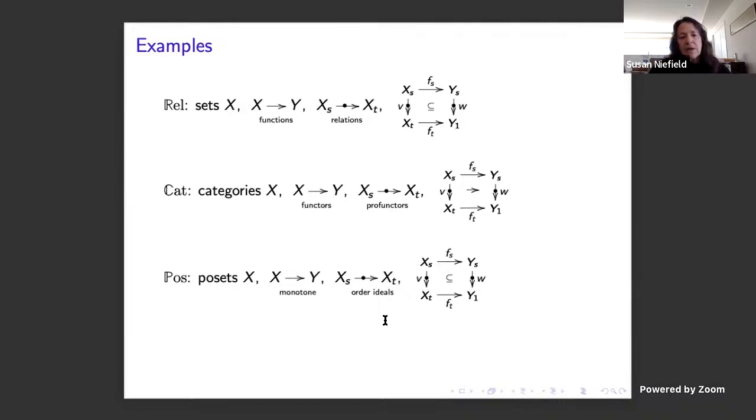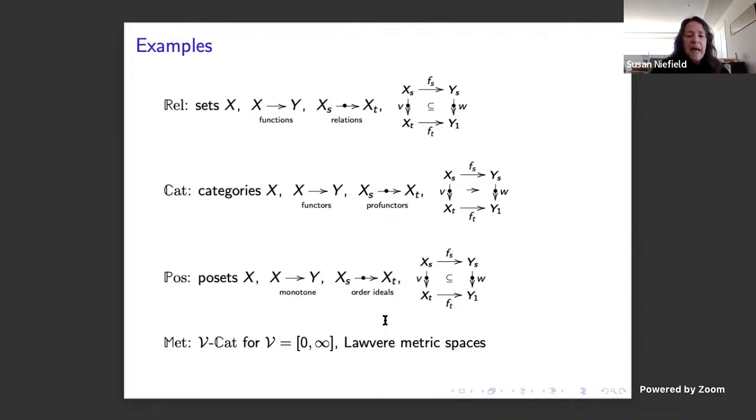And then Post, the objects are partially ordered sets. The horizontal morphisms are monotone or order preserving maps. The vertical morphisms are order ideals. And there is a cell precisely when it's the same as in Rel, because an order ideal is a relation that's downward closed in one variable and upward closed in the other.